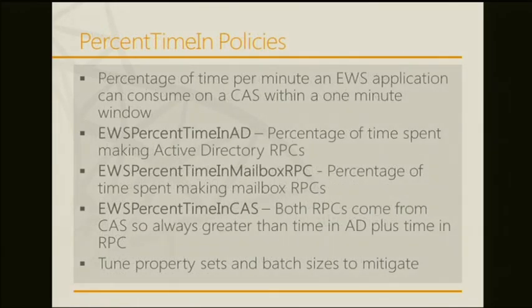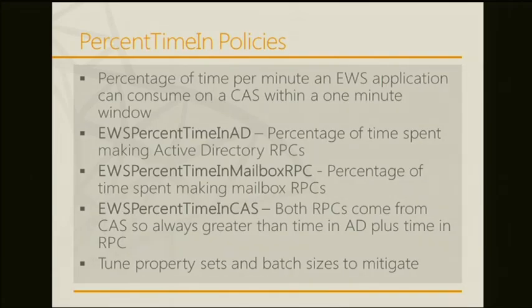So the next ones here are really about protecting the health of the CAS server. So we have three different policies here. These are examples of throttling policies that, in this case, I'm calling out the EWS specific iterations of them. But there's ones for MAPI RPCs, for OA, all the other protocols. So this is the percent time in policy settings.